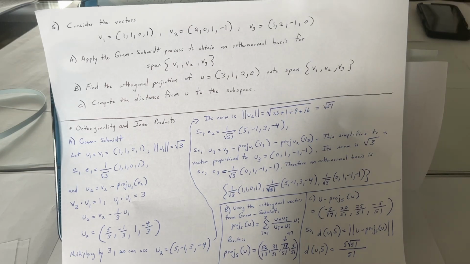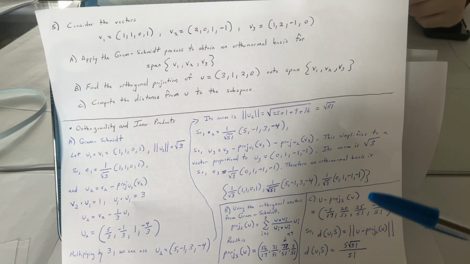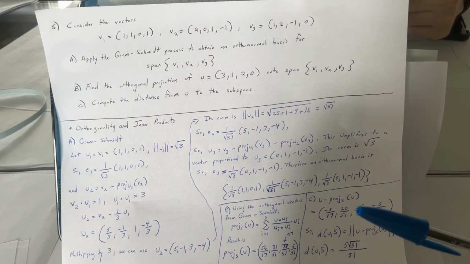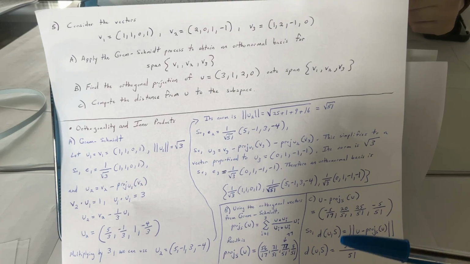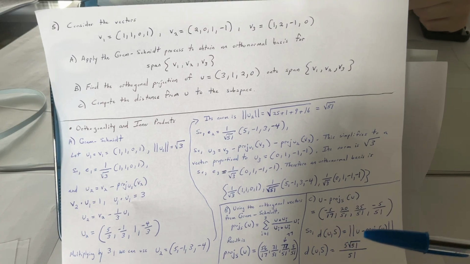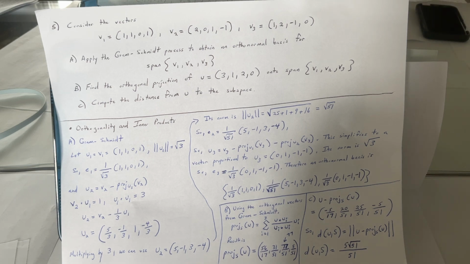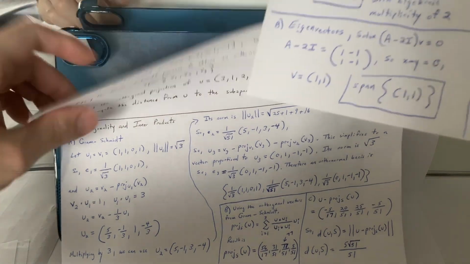And for letter C, compute the distance from u to the subspace. Well, when we do that, computing this distance, it's going to equal negative 5/17, 20 over 51, 25 over 51, negative 5 over 51. So d of u, S is going to be the norm of u minus the projection. So when we do the computation, it's going to be 5 root 51 over 51. Okay, so that's it for A, B, C there. We're ready for number 6. That was number 5.